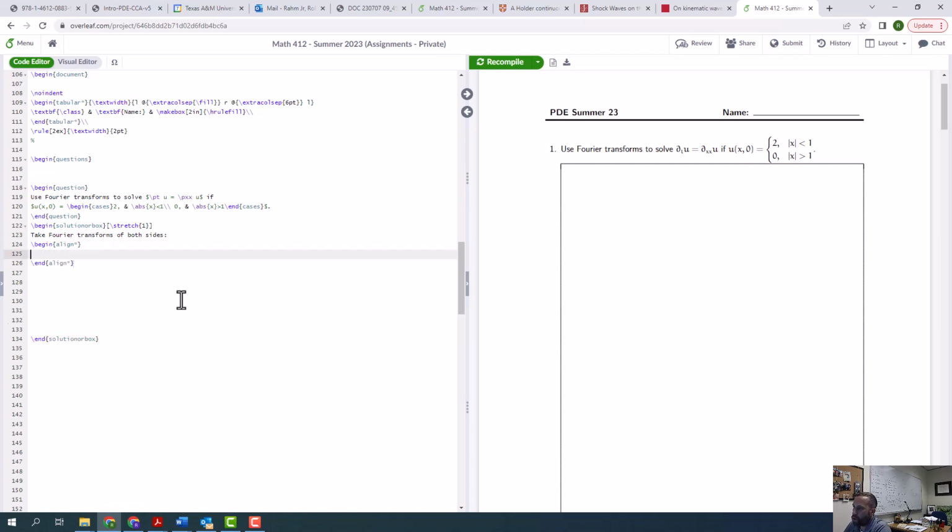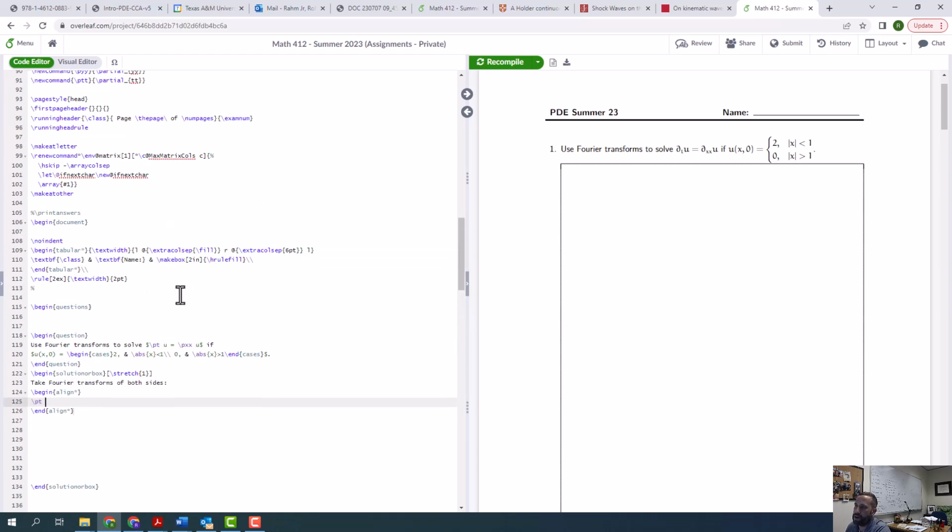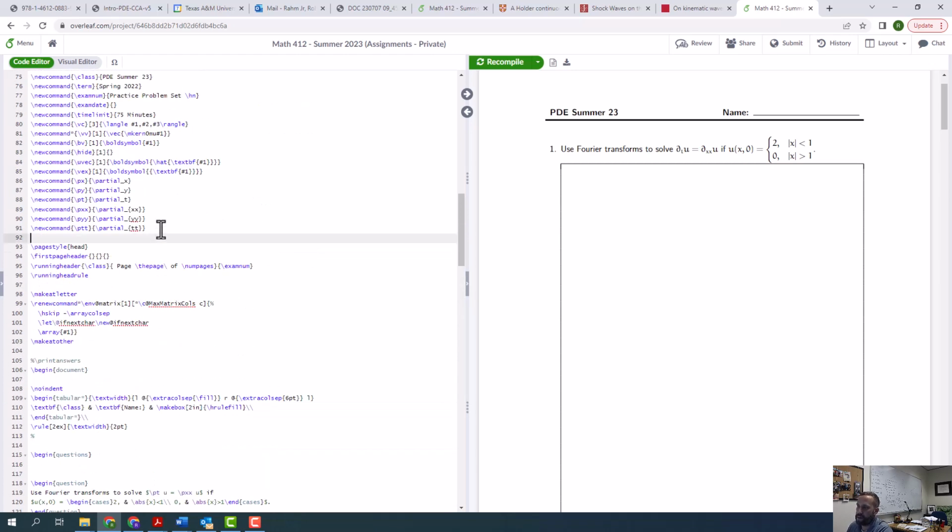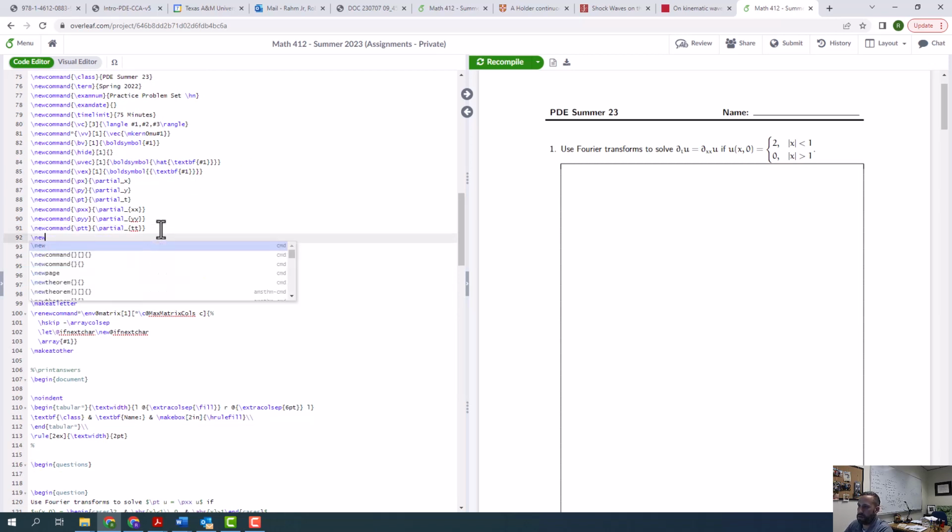Okay, so now the Fourier transform of the t derivative of u is just going to be the Fourier transform. I think I have a command for hat, so I'm going to make a command. I thought I had one. It might tell me I already have one.